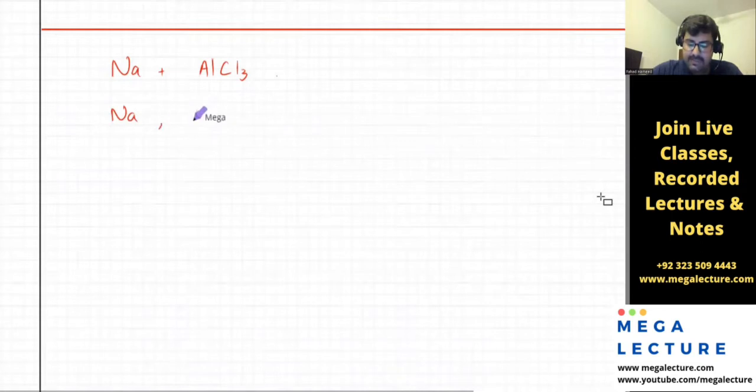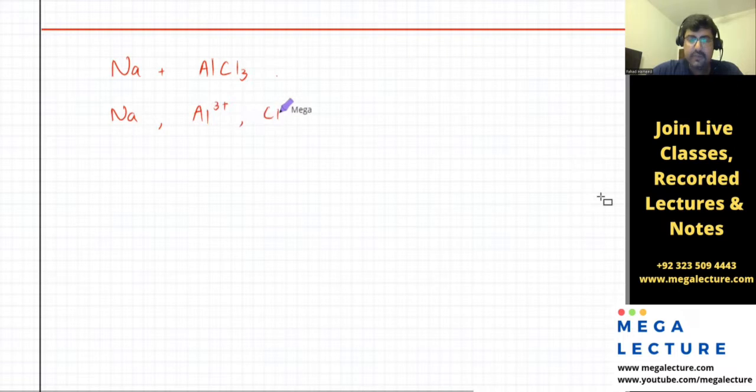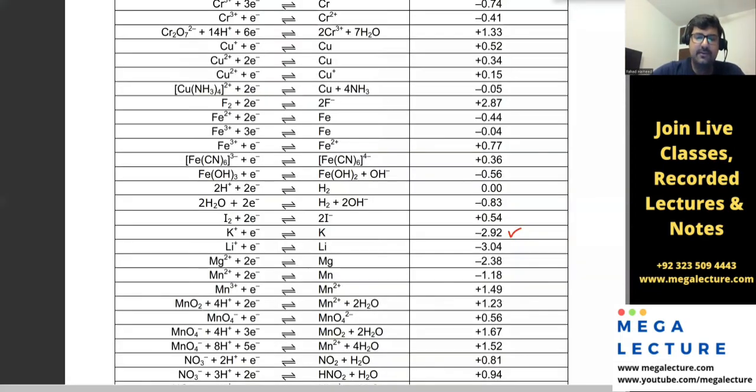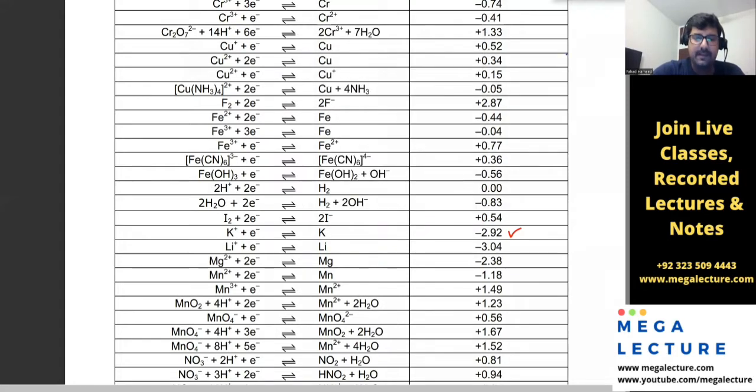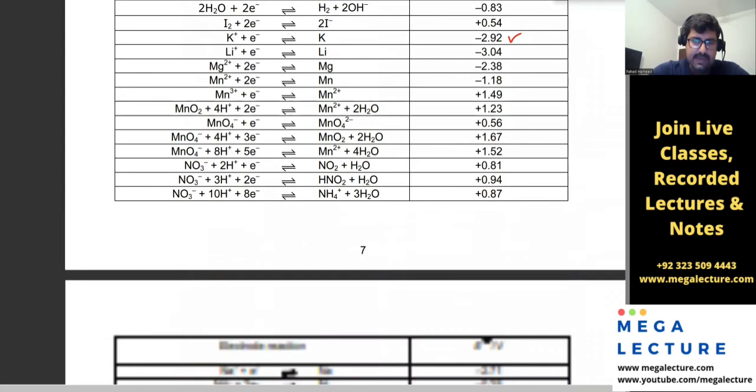You've got Al 3 plus, and you've got Cl minus 1. So whatever happens will be with these three. These are your three candidates. Someone out of these three is going to lose or gain electrons. So starting with Na, I'm going to mark equations for Na. There's probably just one. I'm going to use a different color, blue. Na is over here.